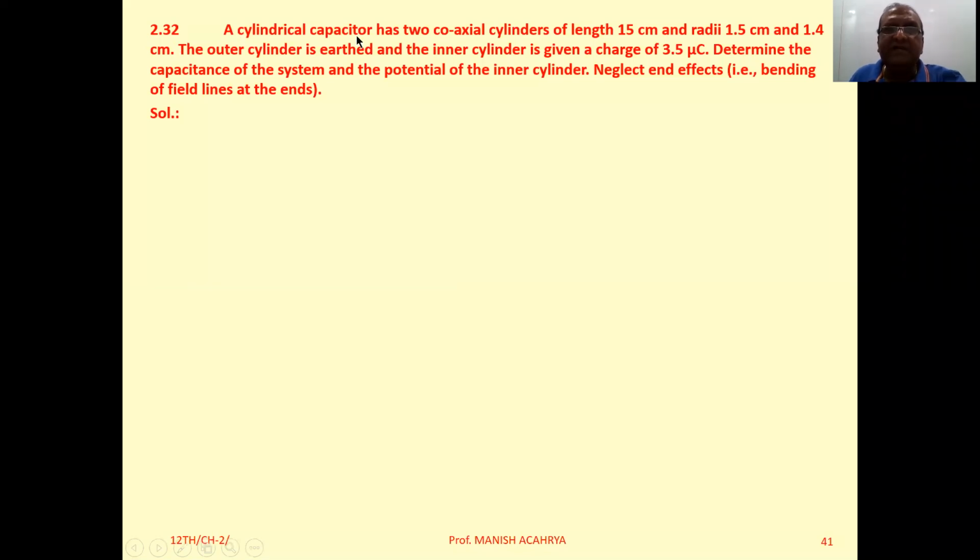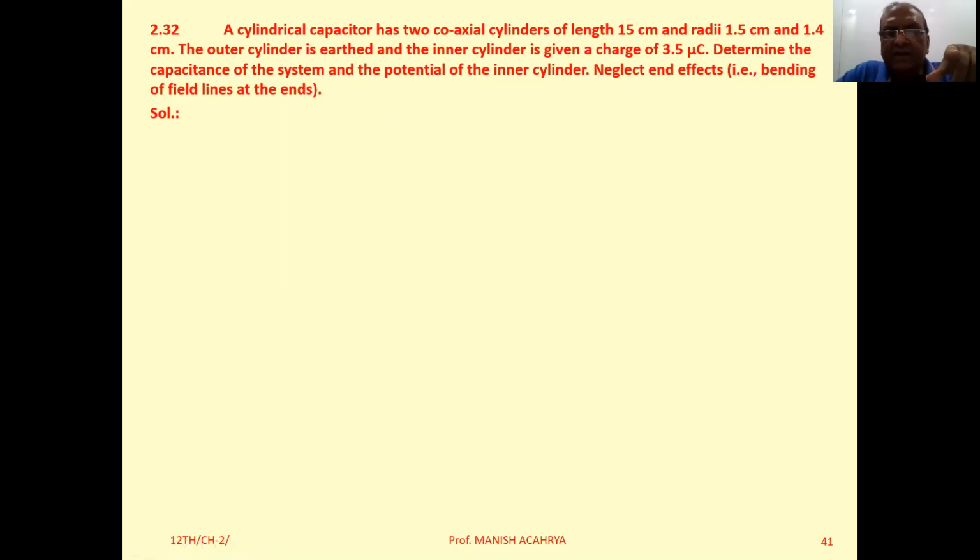Next, example 2.32. A cylindrical capacitor has two coaxial cylinders of length 15 centimeter and radii 1.5 centimeter and 1.4 centimeter. The outer cylinder is earthed and the inner cylinder is given a charge of 3.5 microcoulomb. Determine the capacitance of the system and the potential of the inner cylinder. Neglect end effects. It implies bending of field lines at the ends.